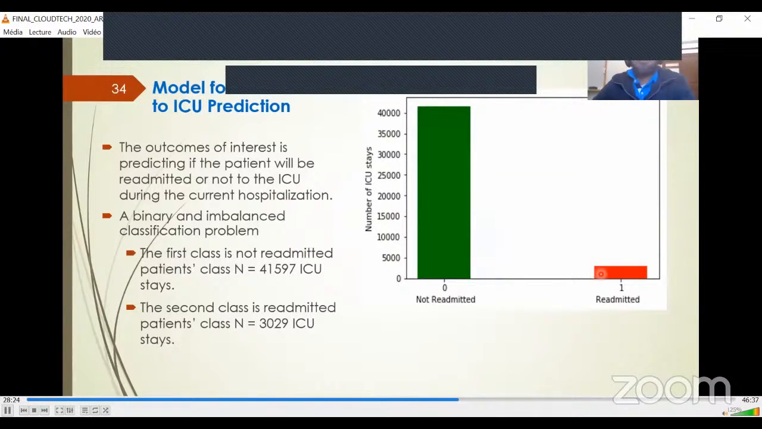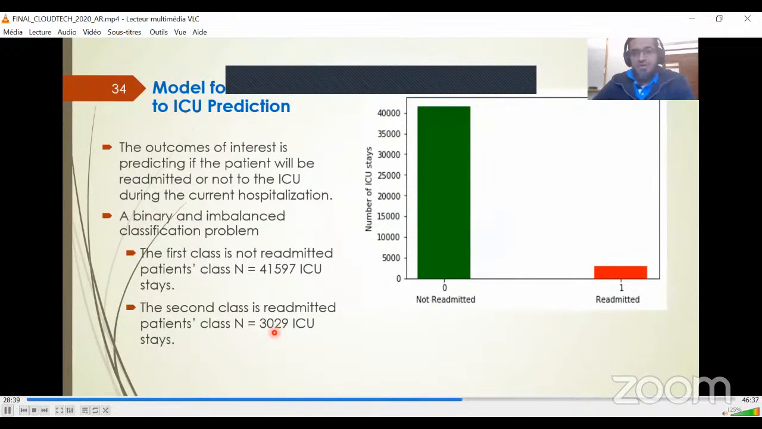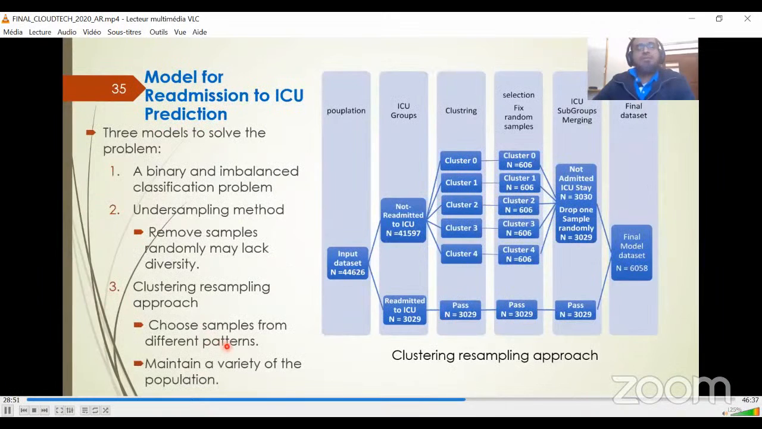We found that only around 5% of the population belongs to readmitted to ICU. So we have a severely imbalanced classification problem. We have only 3,000 belonging to one class, and the majority class is not readmitted to ICU. We have 41,000. So we have a problem here. So we came up with 3 solutions.